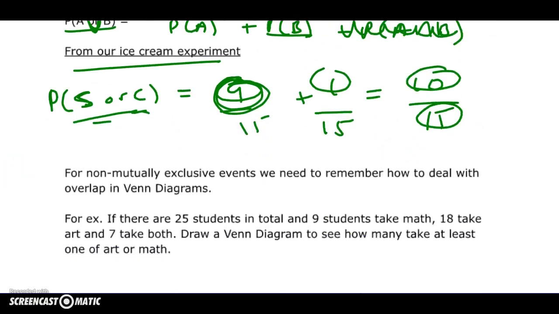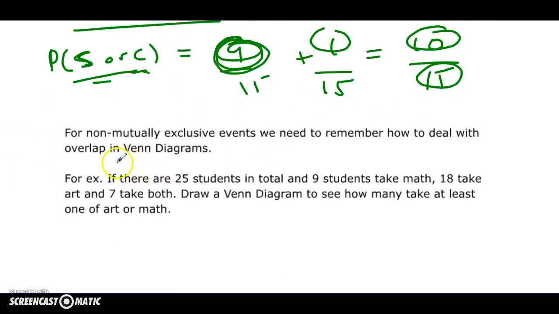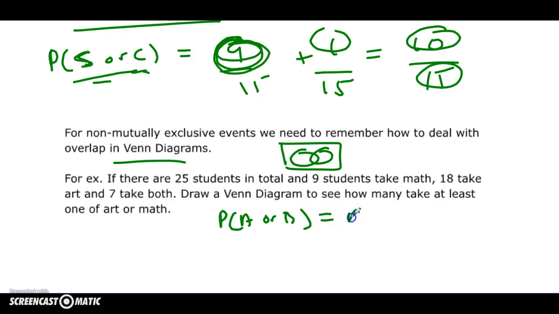Okay. For non-mutually exclusive events, we need to remember how to deal with the overlap. So here you have this and this, and we have to remember that P(A or B) is equal to the probability of A plus the probability of B, subtract the intersection. Okay, so we don't want to double count. It's the same thing when we're looking at the size here.